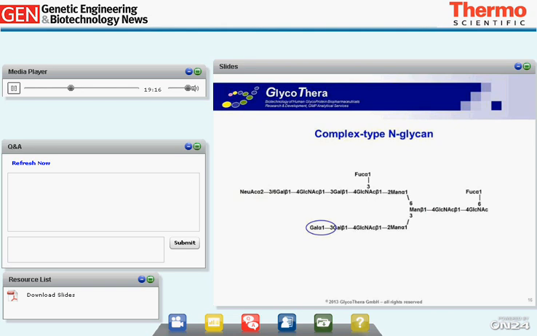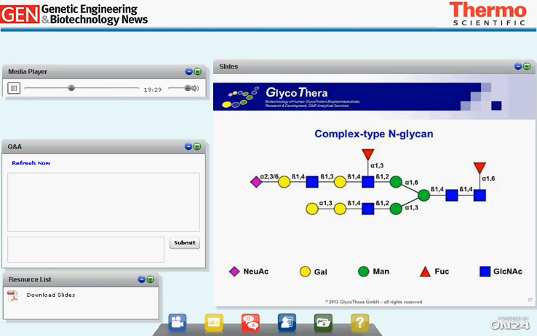The other antenna contains a terminal gal-alpha-1,3-gal motif, a glycan motif that is very common in glycoproteins deriving from hamster or mouse cell lines, and a glycan motif that is not found in humans. In the subsequent slides, the N-glycan structures will be presented in a simplified cartoon-like figure. These cartoon-like glycan structures were drawn by using the GlycanBuilder software.